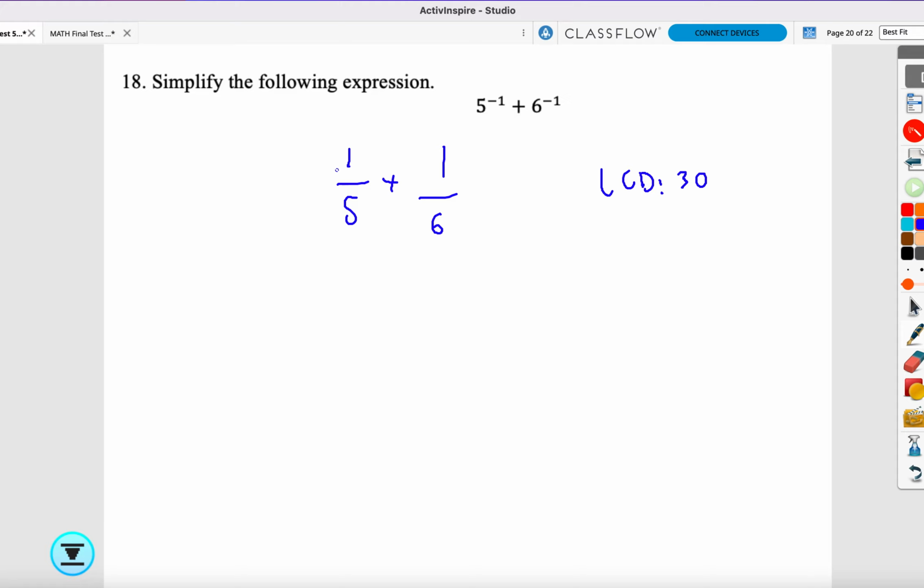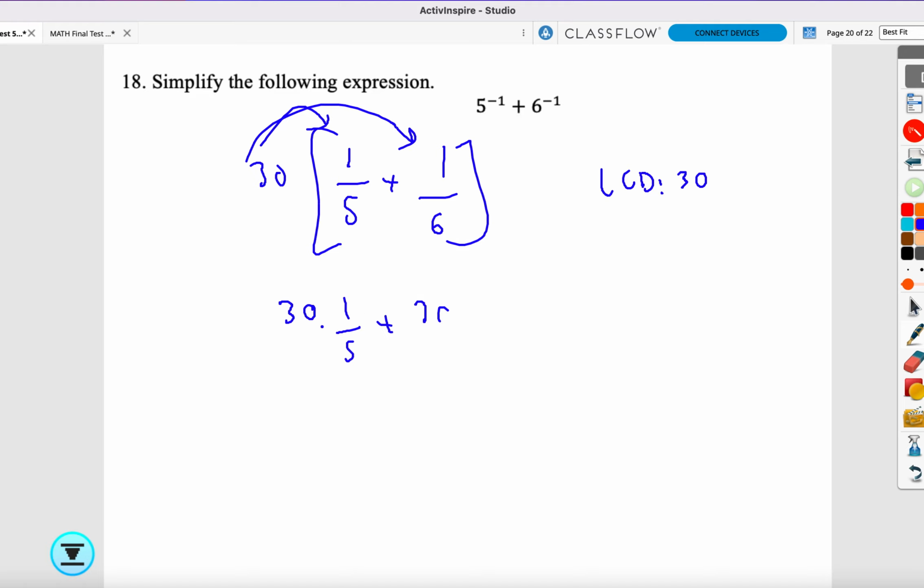So we're going to go ahead and multiply 30. So it'll be 30 times 1 over 5 plus 30 times 1 over 6.